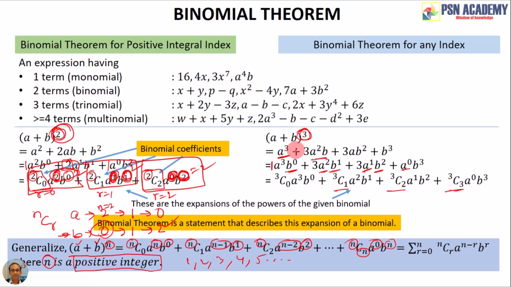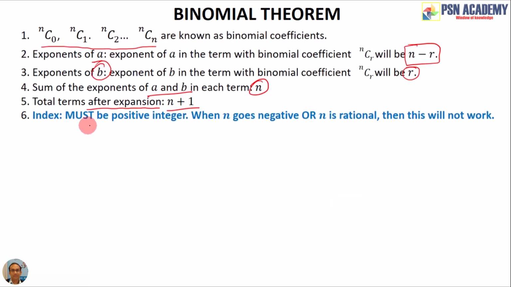If you have 3 here, then you have 4 terms in the expansion. This is the first term, this is the second term, third and fourth. So if you have the power as n, then you will have n plus 1 terms. It's quite obvious because you see that b is moving from 0 to n. But definitely 0 to n means there are n plus 1 terms. It's clean and clear.